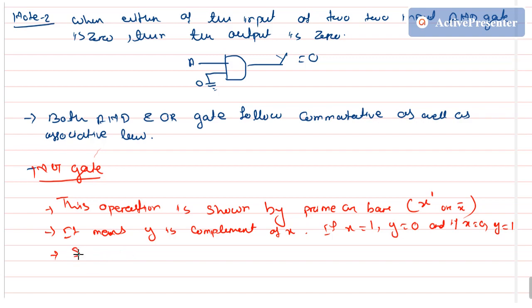And what is the symbol? The symbol is simply, you remember the symbol of a diode. This is a diode. You put a NOT here and you will get the NOT gate. So this is the symbol. If you give your input as A, you will get the output as Y, that is equal to A bar. Right, so this is about the NOT gate.